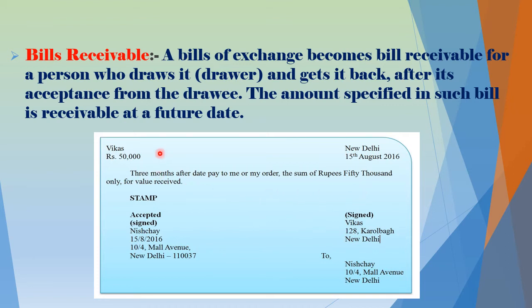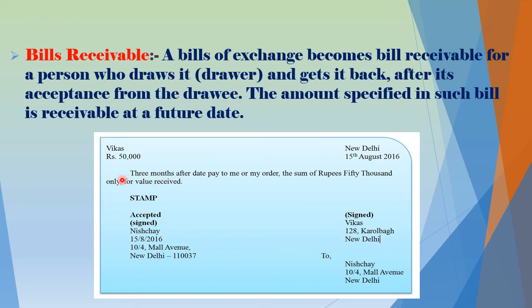we have got a bill of exchange, and here we have a signature, and under this we have the name Vikas, and here we have the accepted signature, and here we have the name Nishchay. So this Vikas sells goods to Nishchay on 15th of August 2016. But Nishchay says that I will not be able to pay you right now, so you give me goods on credit. So Vikas writes a bill of exchange.